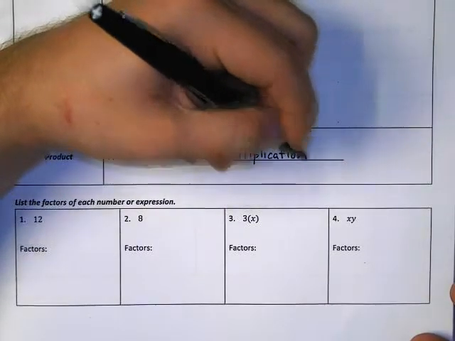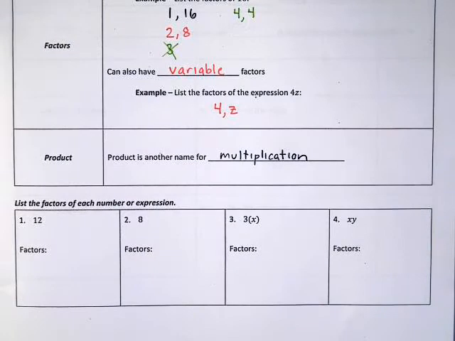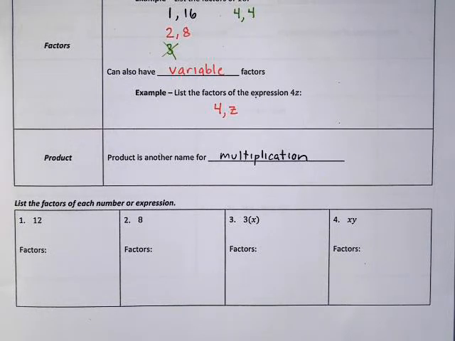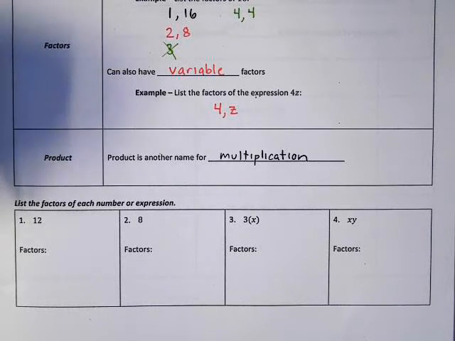Multiplication. All right, so we have that. Cool. And let's see here. Okay, so now it goes into some practice of listing the factors. I'm going to do 1 and 3 in the video, and then as soon as you're done watching this video, I want you to try 2 and 4 on your own.